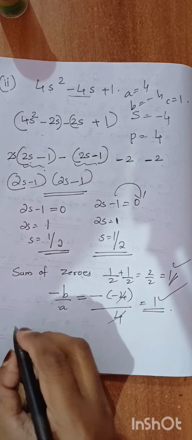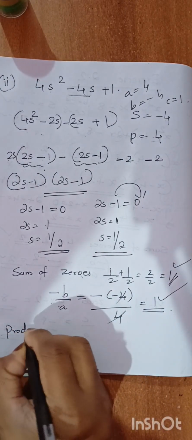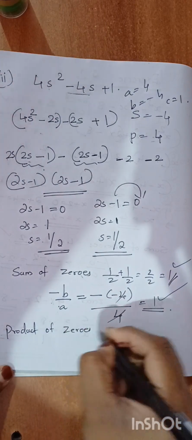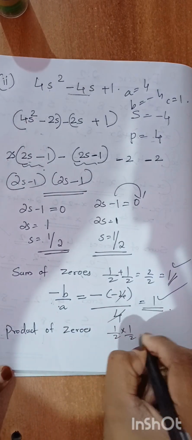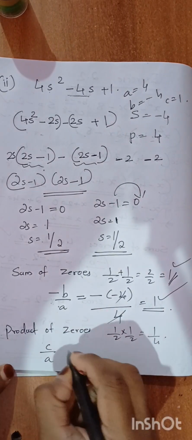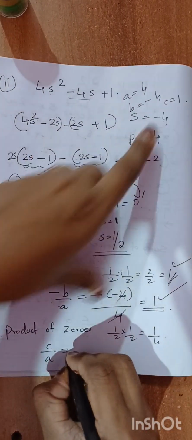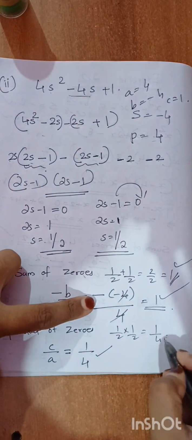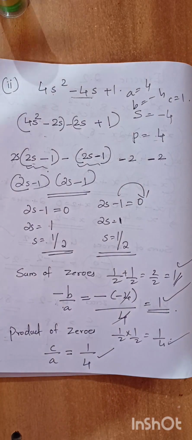And what about the product of zeros? Product of zeros is 1 by 2 into 1 by 2, the answer is 1 by 4. And according to the equation, the product of zeros is equal to c by a, that is, c by a here is 1 by 4. Yes, here also the answers are the same, hence we verify.